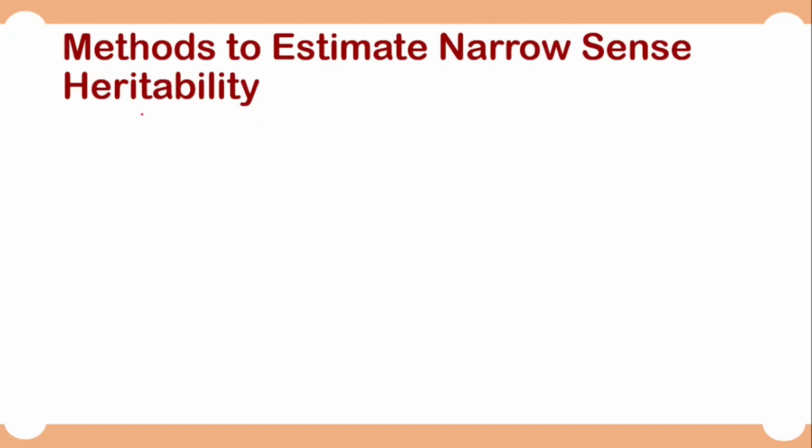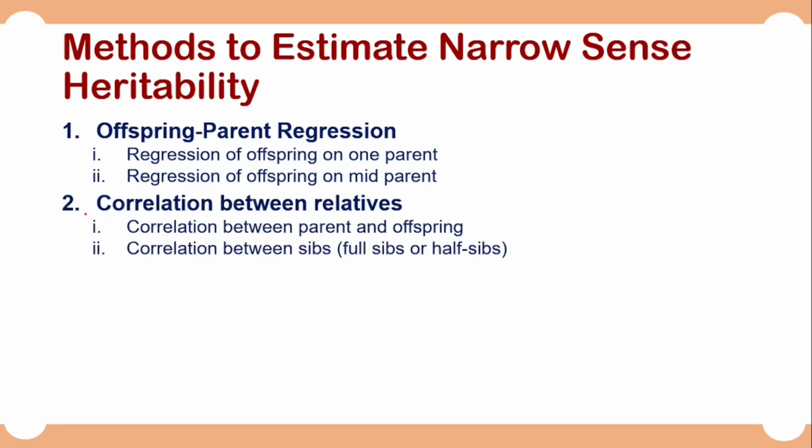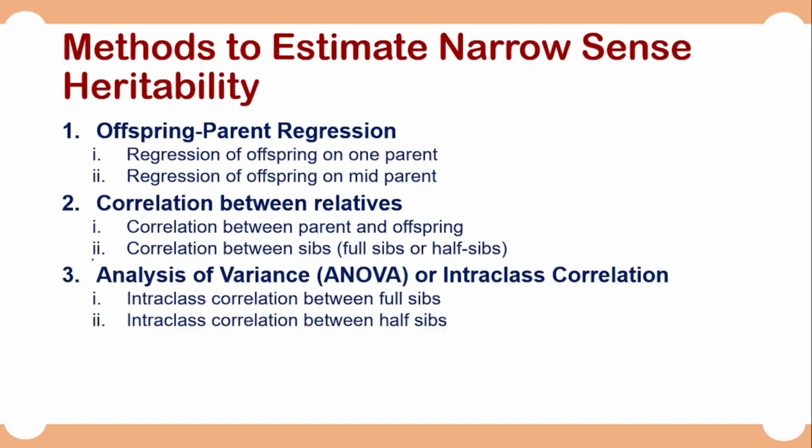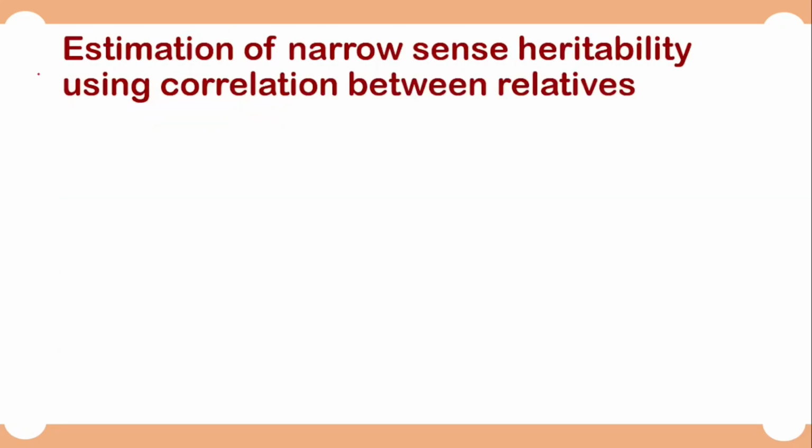Before moving towards today's topic, I want to give you an overview about the methods to estimate narrow sense heritability. The first method I talked about was the offspring parent regression method. The second method is the estimation of heritability using correlation between relatives. The third method is analysis of variance or intra-class correlation. And the fourth method is the restricted maximum likelihood method. So let's start today's topic, that is estimation of narrow sense heritability using correlation between relatives.